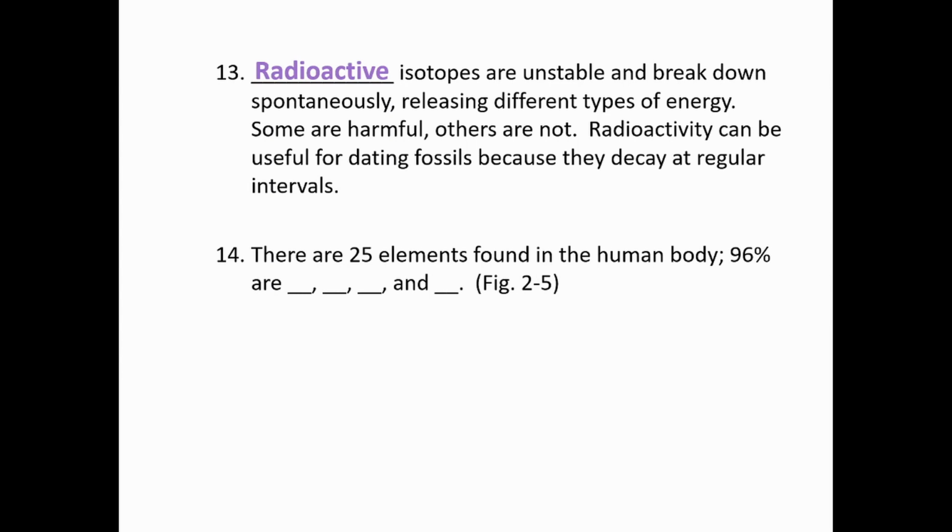Radioactivity is useful for things like trying to figure out how old a fossil is, because we know what the rate of decay is. So these radioactive isotopes, even though they're unstable and they break down spontaneously, there is a pattern. There's a regular interval that they kind of break down at. So we can use that and know what the rate of decay is, right? We can use that information to figure out how old something is based on the ratio of the different isotopes.